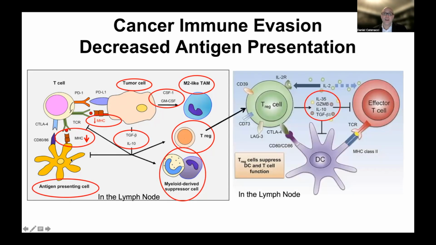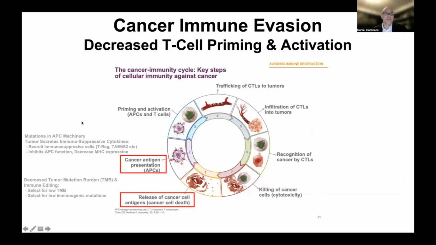And so that's shown here. T regulatory cells can secrete factors and also directly inhibit dendritic cells, so that dendritic cells aren't doing their antigen presentation to T cells, and therefore that step of training and selecting T cells is lost. So in addition then to decreasing the number of antigens or compromising the ability to present the antigens, we can also have checkpoints in the lymph node that prevent antigen presenting cells from selecting, priming, and activating T cells.